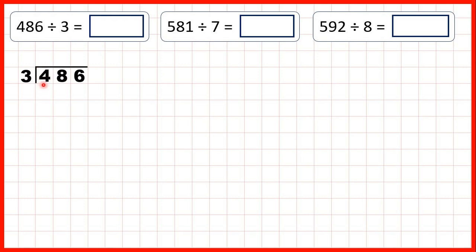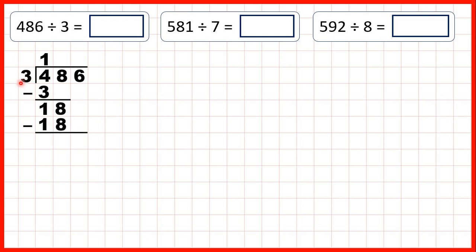So first, we need to divide 4 by 3. Now the closest number in the 3 times table to 4, which is still less than 4, is 3. So we write the multiples of 3 underneath, and because 3 is 1 times 3, we write 1 in our answer, above the 4, because that's the digit that we were dividing. Now we need to subtract and bring down. 4 minus 3 is 1, and we can bring down the 8, so we have 18 divided by 3.